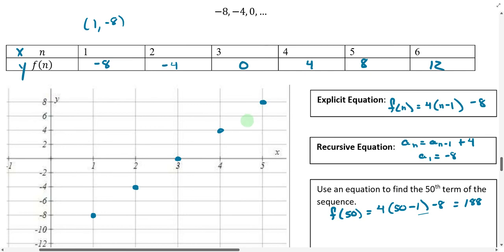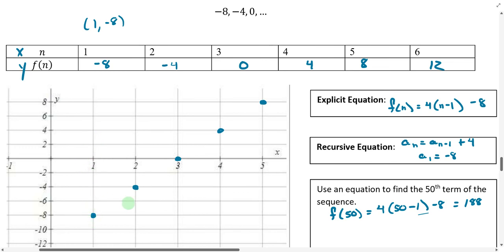Okay. Remember, sequences that add, like this one does, like this one adds 4 each time, it's going to create a line. All right. And the other big thing to remember with the graph is don't connect the dots. Right. Sequences are not continuous. There's nothing in between these points. That's why we don't connect them.